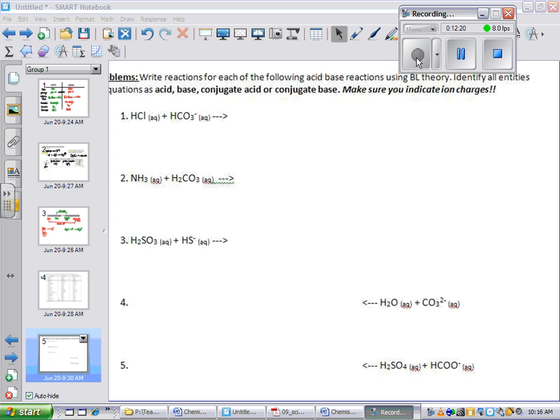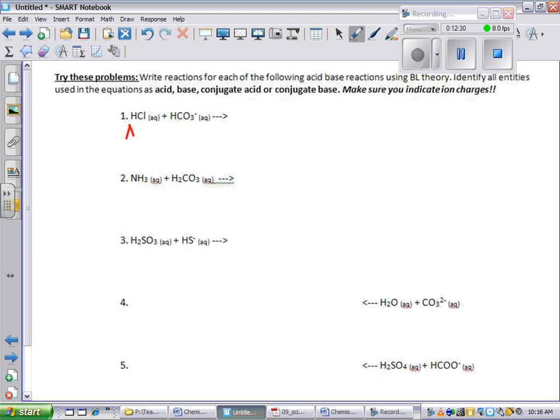So first of all, because this is an acid and base reaction, we first have to identify which compound is the acid and which one is the base. By now you should know that hydrochloric acid will be our acid, and because HCl is the acid, the other compound, which is hydrogen carbonate, will be our base.